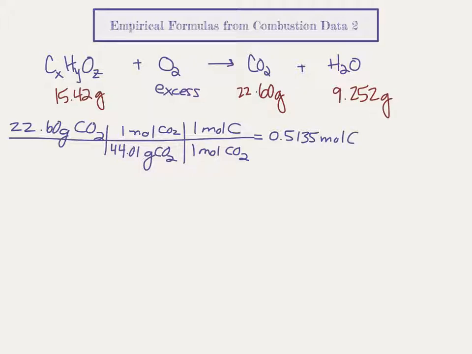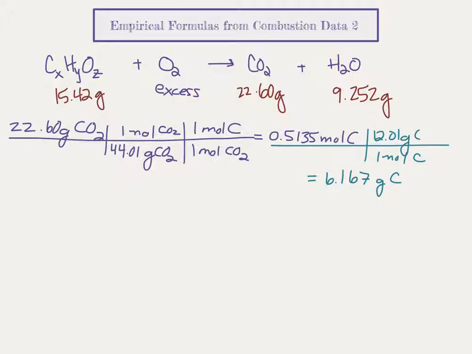And since I'm wise and I know what's going to happen later, I'm also going to calculate how many grams of carbon I have. Okay, so I'll use my molar mass of carbon, 12.01 grams of carbon per 1 mole, to get that we're going to have 6.167 grams of carbon in my original sample.